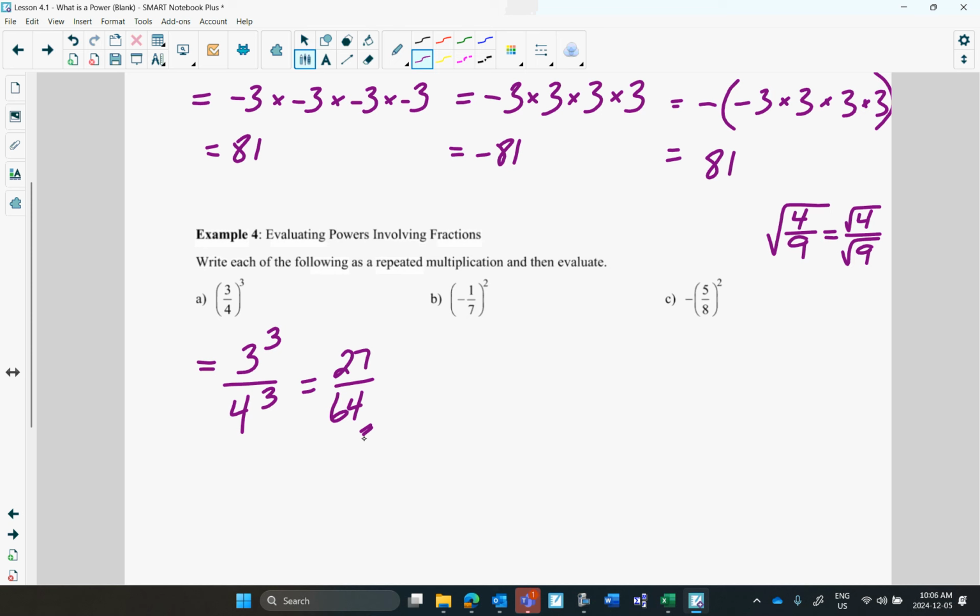This next one, is the answer going to be positive or negative? Positive. Because the parentheses, remember, this is -1 over 7 times -1 over 7. And a negative times a negative gives us a positive, so it'll be 1 over 49. Don't worry, you get the hang of it.